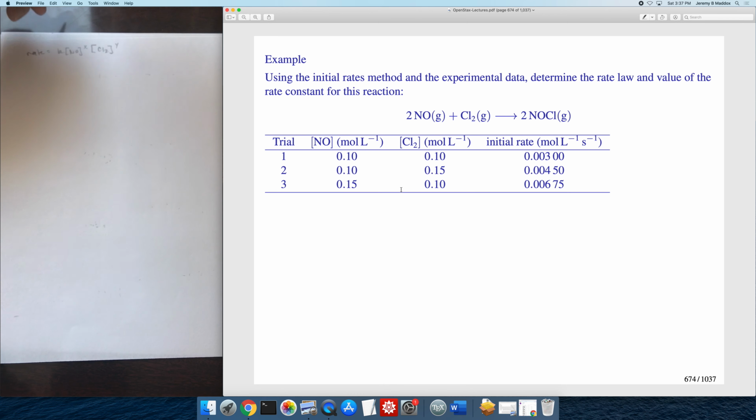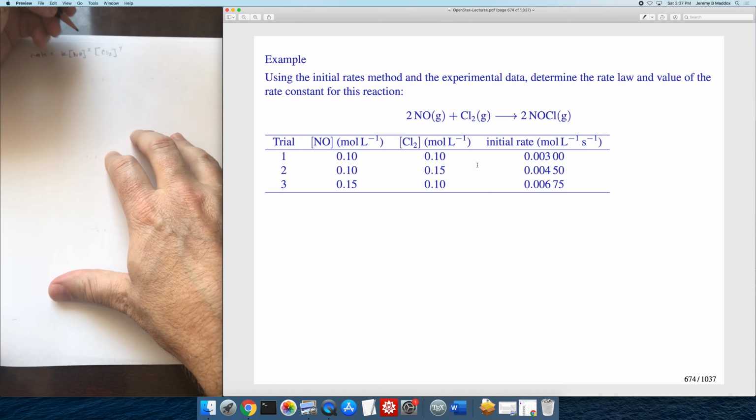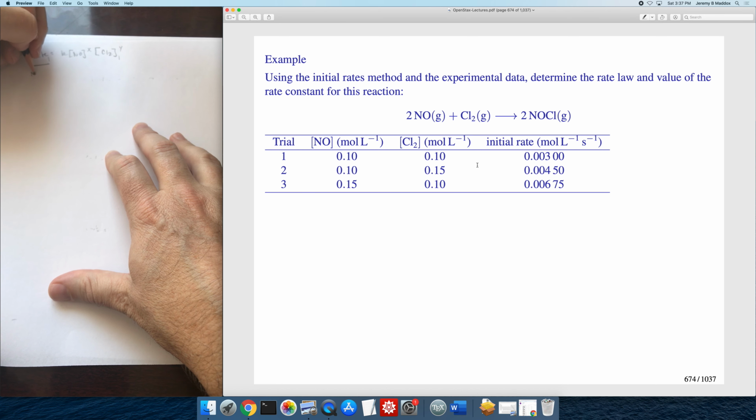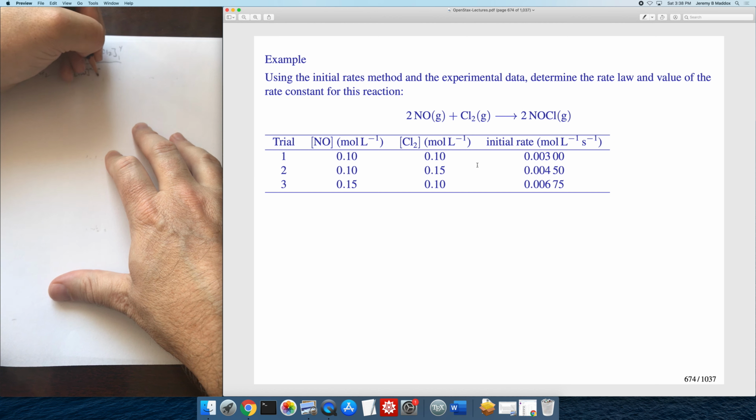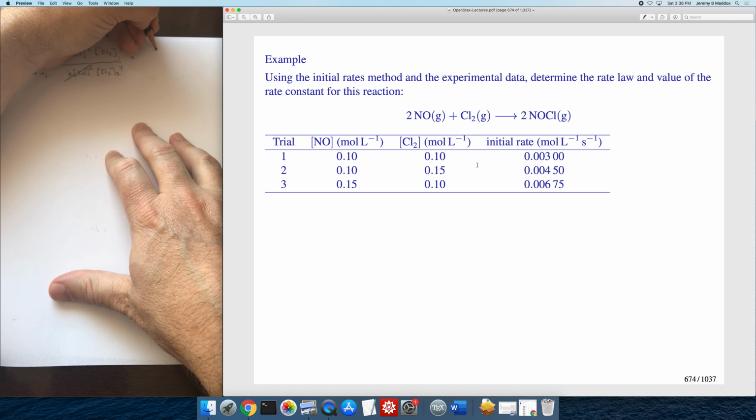How do we find y? We can do the same thing. Here we'll compare trials 1 and 2. Nitrogen monoxide isn't changing, but the concentration of the chlorine is changing. So we'll take rate 1 divided by rate 2. Those terms cancel out because they're the same for both, and we get chlorine 1 over chlorine 2 to the y power.